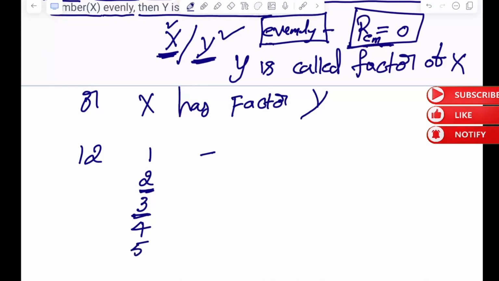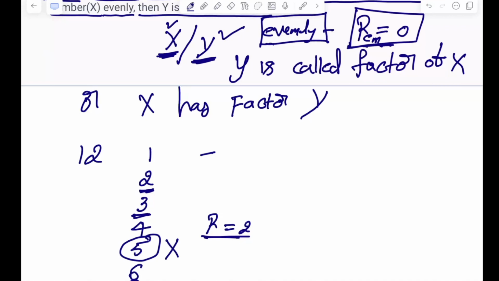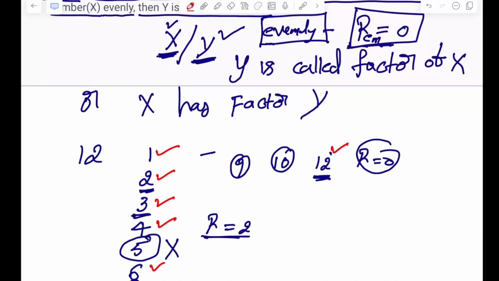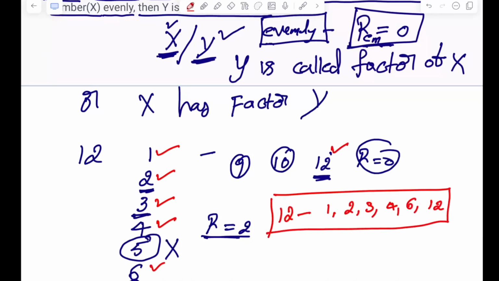Next 5. When I take 5, 5 twos are 10, the remainder is 2. As the remainder is 2, it is not divided evenly. So 5 is not a factor. 6, yes, it is a factor. 7, no. 8, no. 9, no. 10, no. So 12. When 12 is divided by 12, the result will be 1. So the remainder is 0. So 12 is also a factor. So now what are the factors we have seen for 12? 1, 2, 3, 4, 6, 12. So these all are the factors of 12.